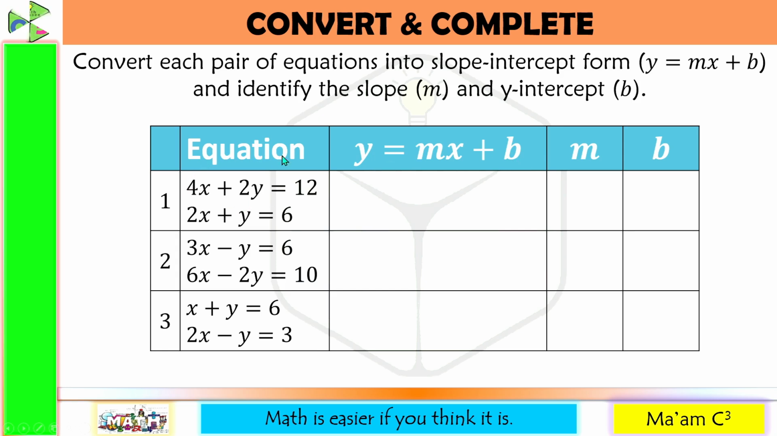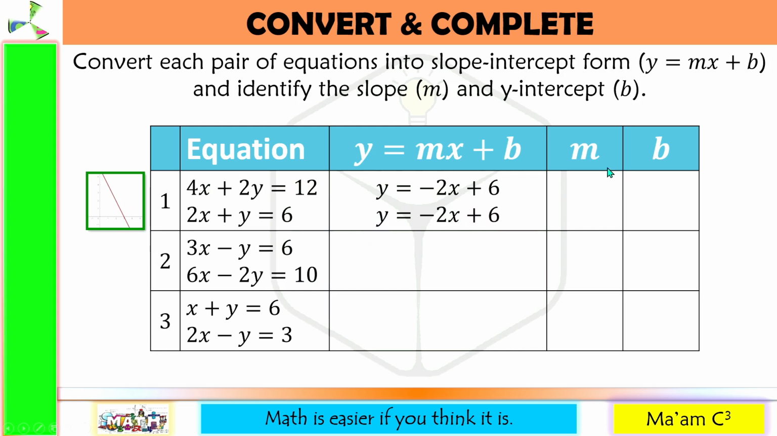So let us move 4x on this side and then divide everything by 2. So this will be equal to y equals negative 2x plus 6. While this one, we have y equals negative 2x plus 6. What did you notice? It's exactly the same equation. That must be the reason why the graph of this pair is like this, forming the same exact line.